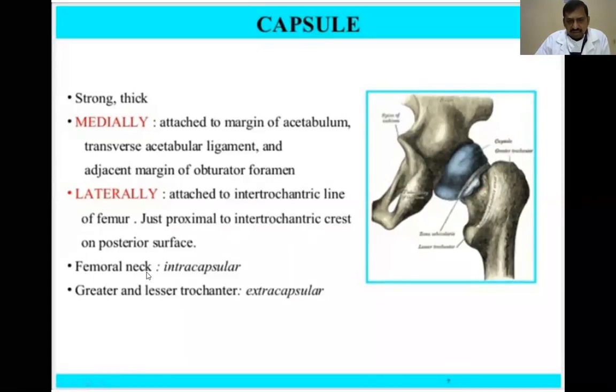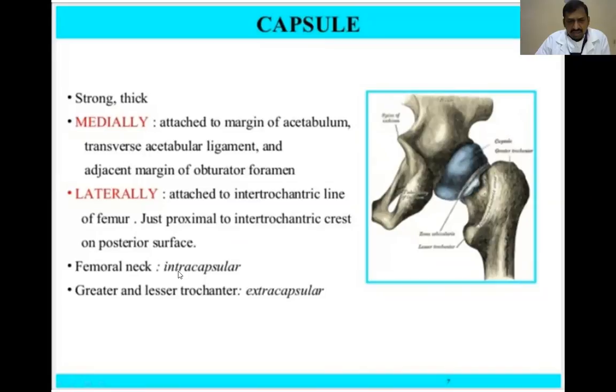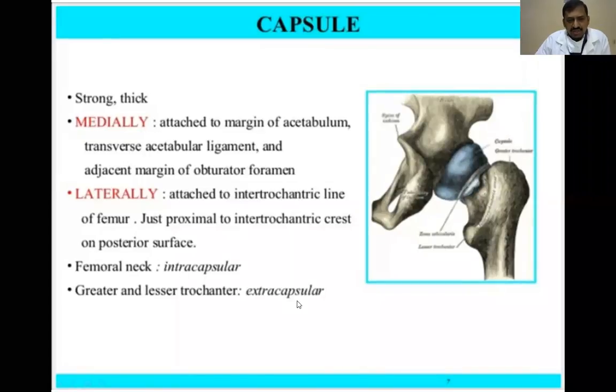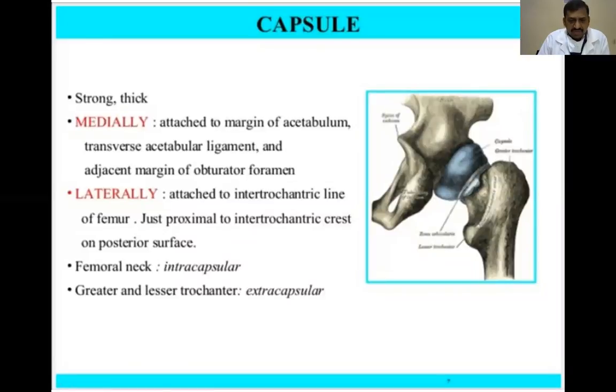It is also attached to the femoral neck, that is the intracapsular part of the femoral neck, and it extends up to the greater and lesser trochanters, that is the extracapsular part. That is the extracapsular attachment of the capsular ligament of the hip joint.